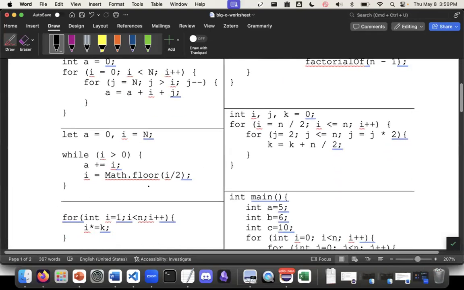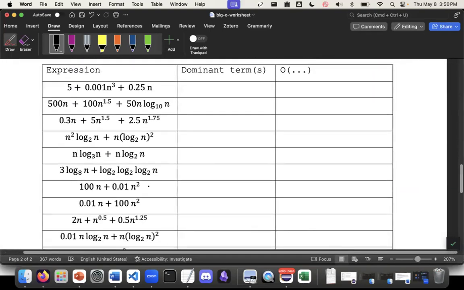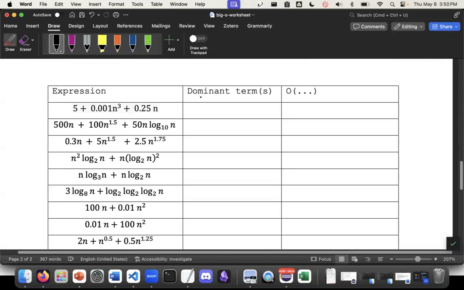So I have a lot of equations for you to try that out on. And then on the back side of that, I have a bunch of equations. Your job here is to first find what's the biggest term. That's how we decide big O. So we've got 0.001 n cubed plus 0.25 n. And the question here is, is the n cubed term bigger than the n term?